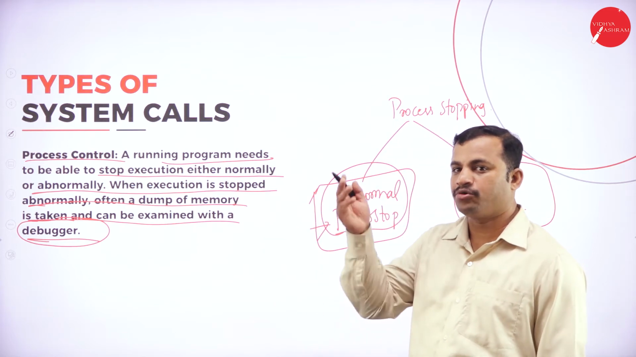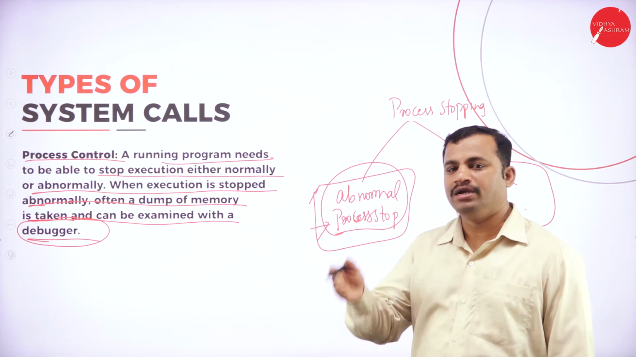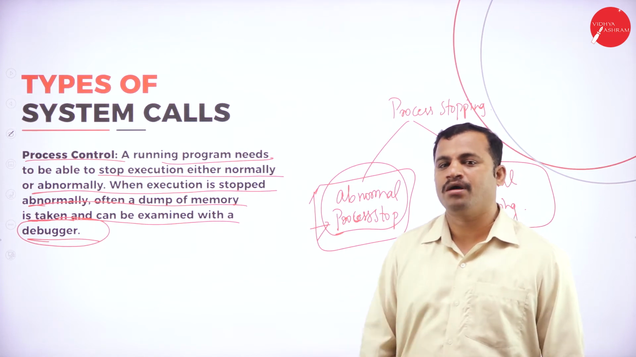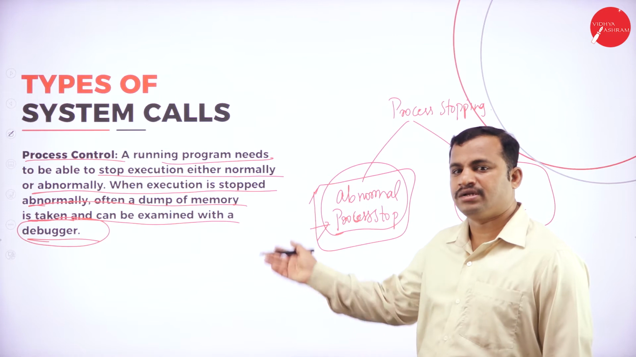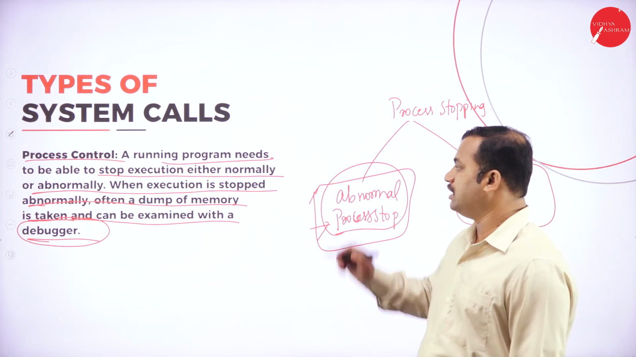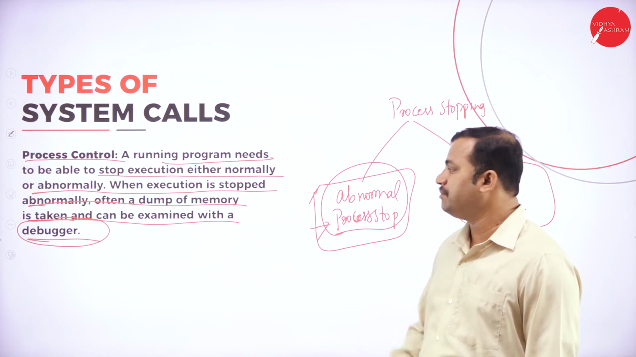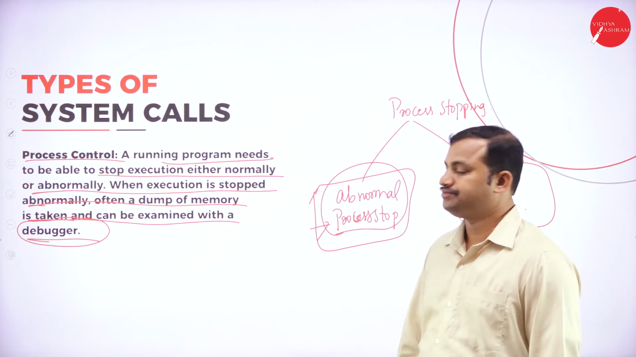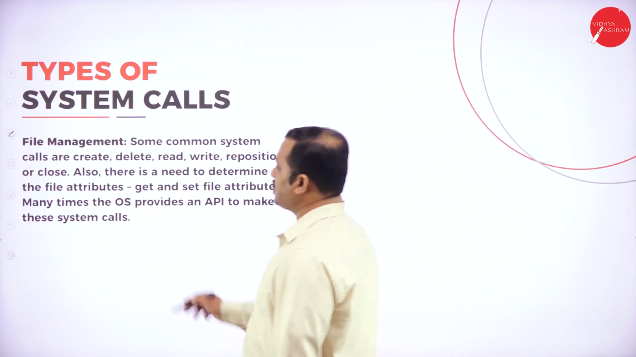Suppose a program is being executed, and while it is being executed there is a power loss, then obviously it leads to an abnormal stopping. That has to be maintained by the debugger and shall be examined in the debugger. So which is the next type of information?